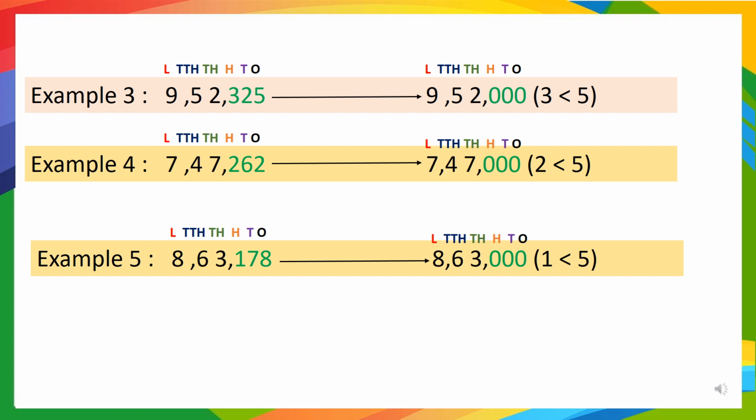Now again example 4. 7,47,262. In this example, again the hundred place digit is 2, which is less than 5. So we will round off the ones, tens and hundred place to 0 and the number will become 7,47,000. Now example 5. 8,63,178. In this case, the hundred place is 1, which is less than 5. So we will round off the ones, tens and hundred place to 0 and the number will become 8,63,000.